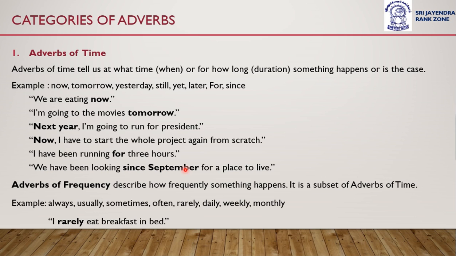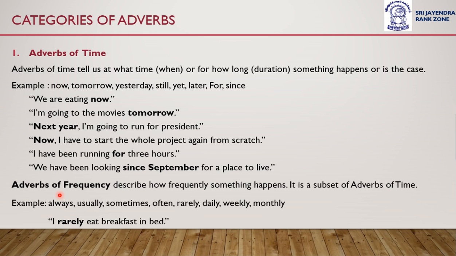We have been looking since September for a place to live. Since September is an adverb of time over here. Since is an adverb of time. Why? Because it is telling us for how long has he been looking. We have been looking since September for a place to live. All right. So since is an adverb of time.